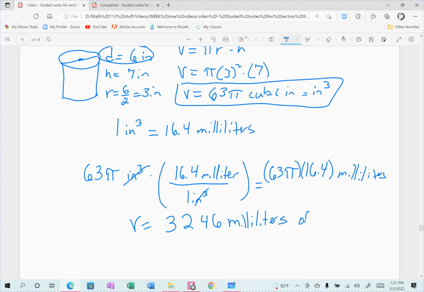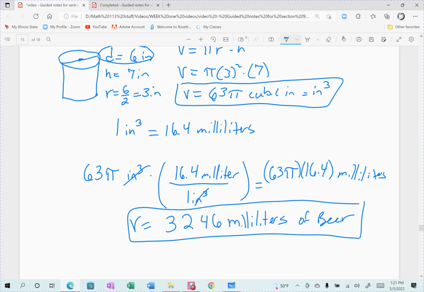Milliliters of beer. About, since I did a round. That's how much beer in milliliters. So 63 pi cubic inches converts to 3,246 milliliters. That's where I'm finishing up the notes.